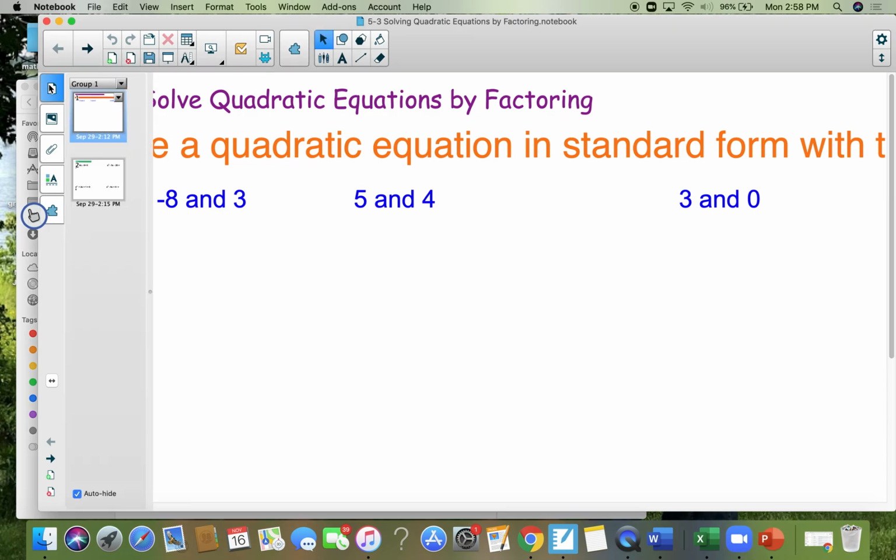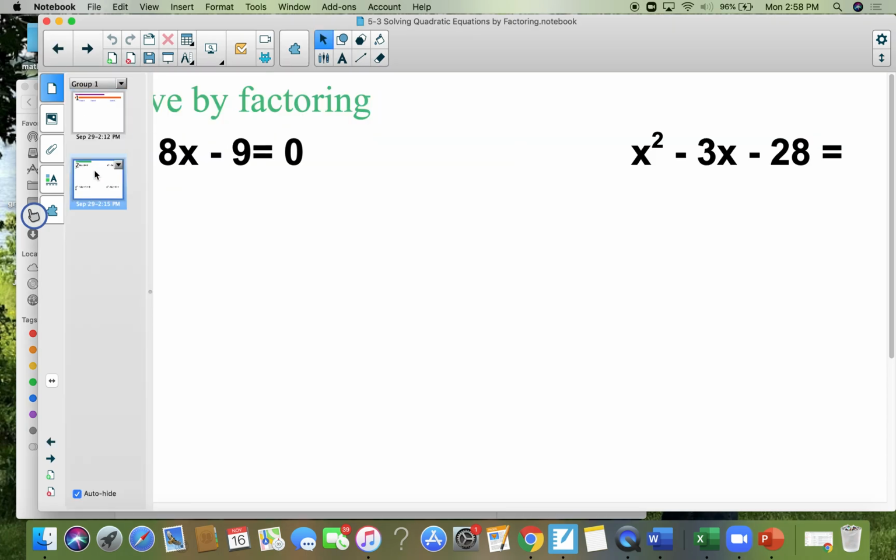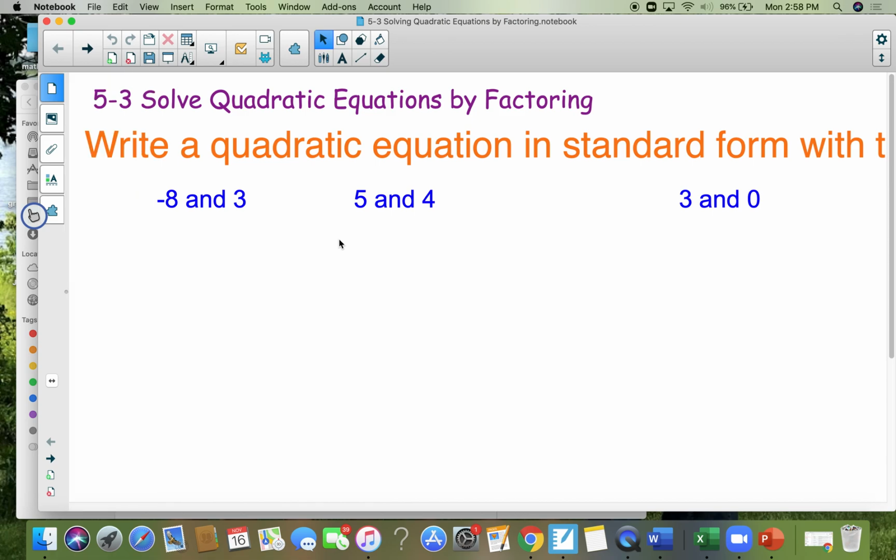In this section 5.3, I decided not to teach factoring this year, so we're just going to do one page. So this should not take long. I might do 4 examples for you. They want you to come up with a quadratic equation given the answers.